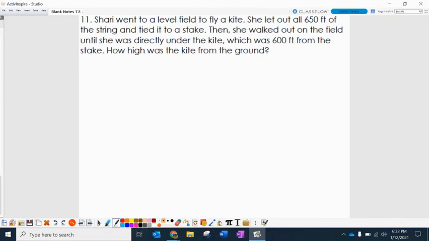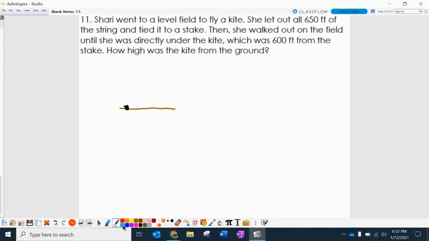Sherry went to a level field to fly a kite. Okay, so I like to draw pictures as I go. I wish I had a green here for the grass for the field. Maybe I'll do brown because maybe it's a field in the winter. So it's a level field, meaning that it's flat. She let out all 650 feet of the string of her kite and tied it to a stake. Okay, so we're going to put a stake in the ground that she could attach it to.